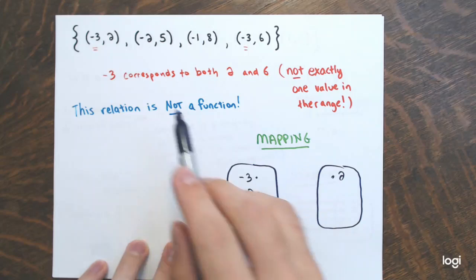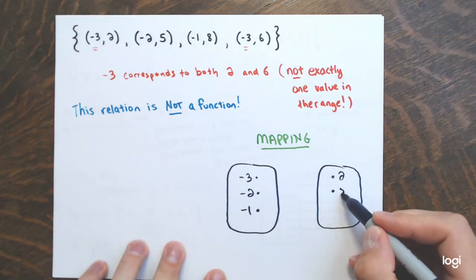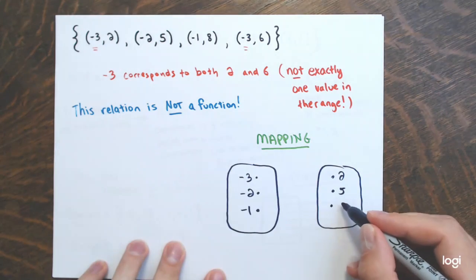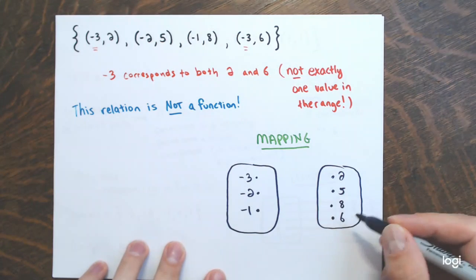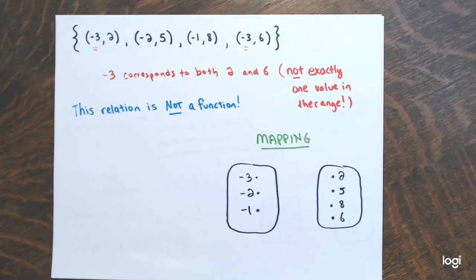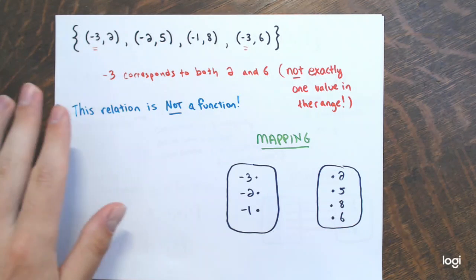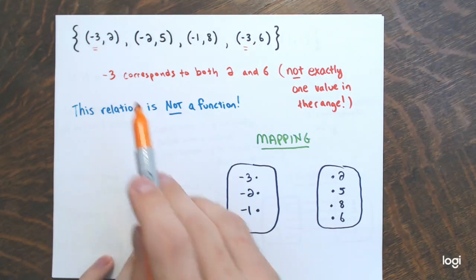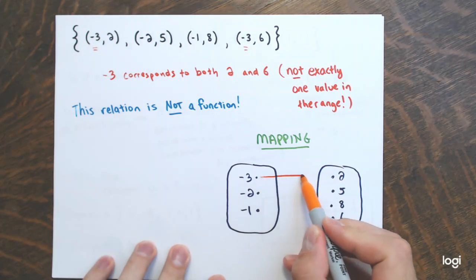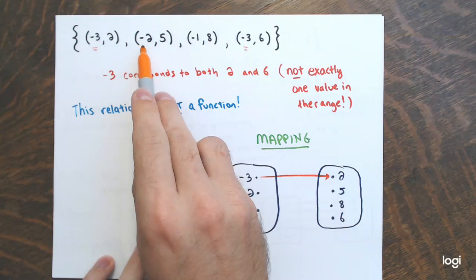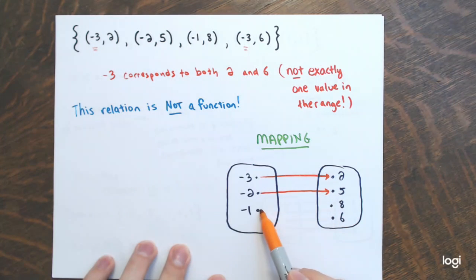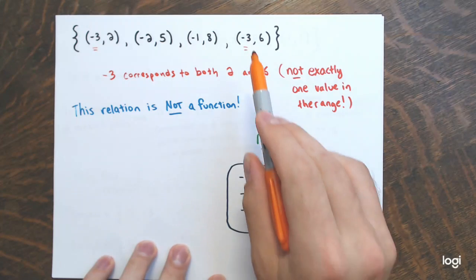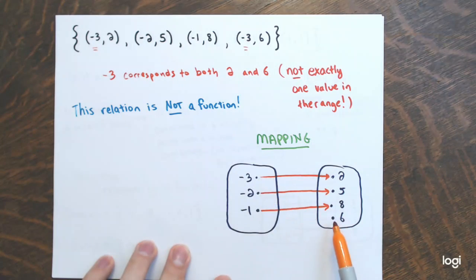2 is in there, right? 2, and then 5 is in there, and then 8. And 6, and if you want to put them in order, fine, 2, 5, 6, 8, doesn't matter really, as long as they're in the set. And then the arrows indicating the relationships that are demonstrated in this set of ordered pairs here. We have -3 corresponds to 2, little arrow there. -2 in the first set corresponds to 5 in the second set. -1 corresponds to 8. And -3 again corresponds to 6.